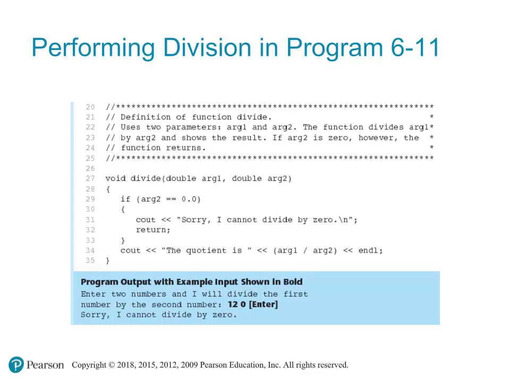If arg2 is 0, the function outputs an error message and returns early, preventing abnormal termination. If arg2 is not 0, the function proceeds to divide arg1 by arg2 and displays the quotient. The return statement is used to exit the function early in case of an error condition, making the code more robust.